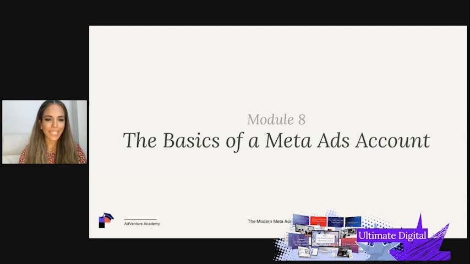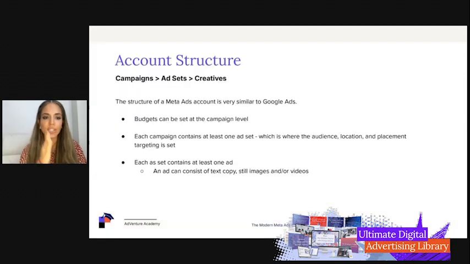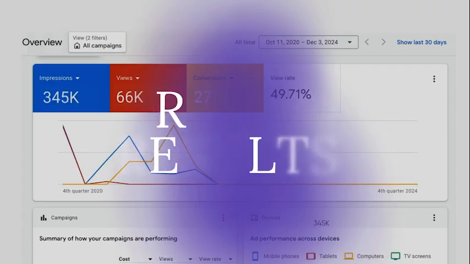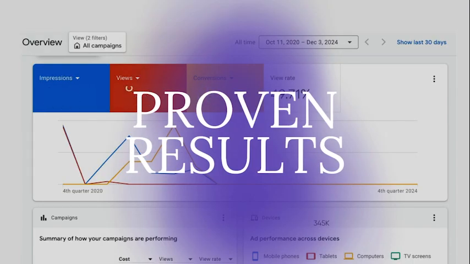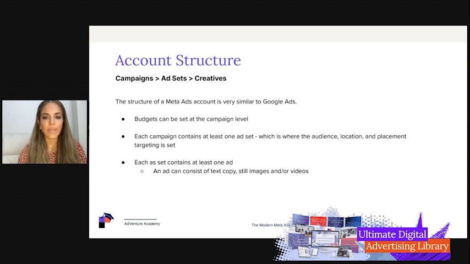Now we're going to talk about the basics of a Meta Ads account. The overall account structure has your campaigns, which then fall into your ad sets, and then your creatives, which are your ads. So it's very similar to Google Ads, the structure of it, but it just has different terminology. So the budgets can be set at the campaign level. It can actually also be set at the ad set level. It depends if you want to do a campaign budget optimization or an ad set level budget.